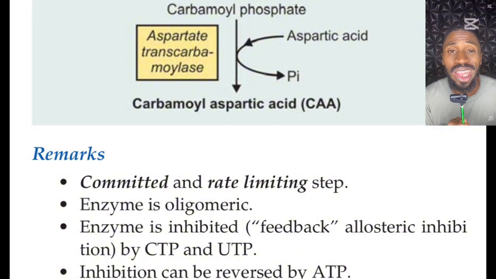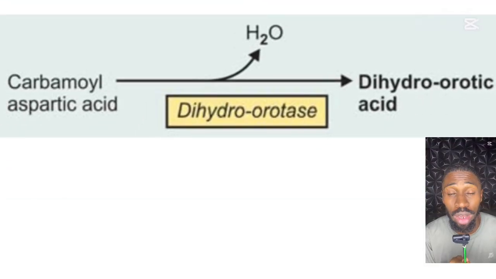The ring now is closed hydrolytically. You remove water from the ring, you dehydrate the ring. So when you dehydrate the ring, you close it. Carbamoyl aspartate is a pyrimidine ring that is open, so we are closing it by dehydration. When we dehydrate carbamoyl aspartate, we form dihydroorotate, or in some textbooks we say dihydroorotic acid.